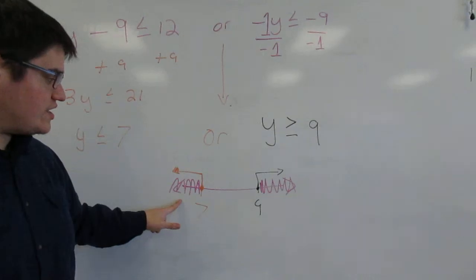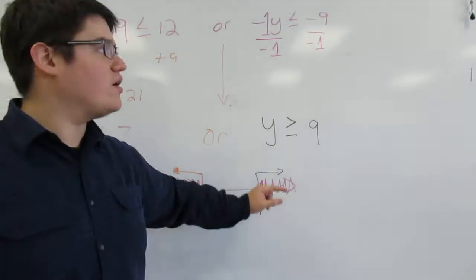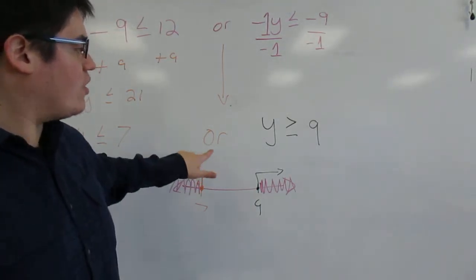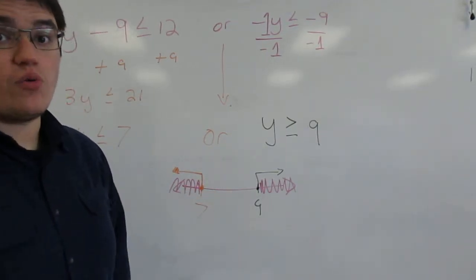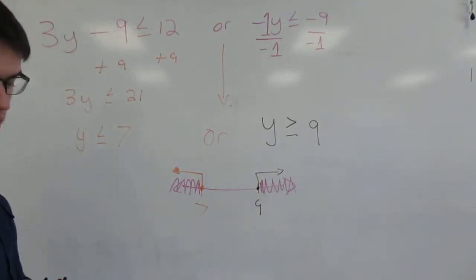So any number that is in this purple shaded region here, or that purple shaded region there, will work for one of these. Not both, but one. And that's all we want because it's an or. Any numbers in here don't work. Okay, let's try one more together.